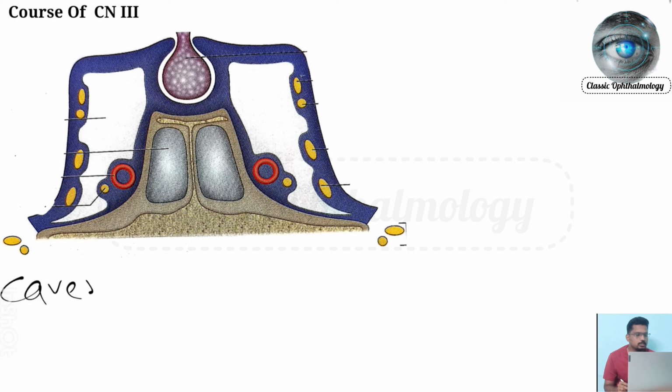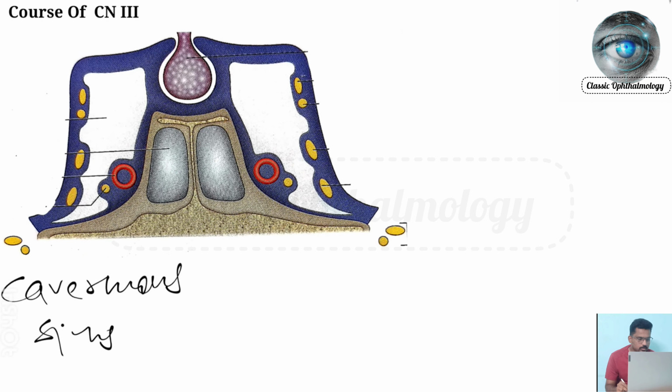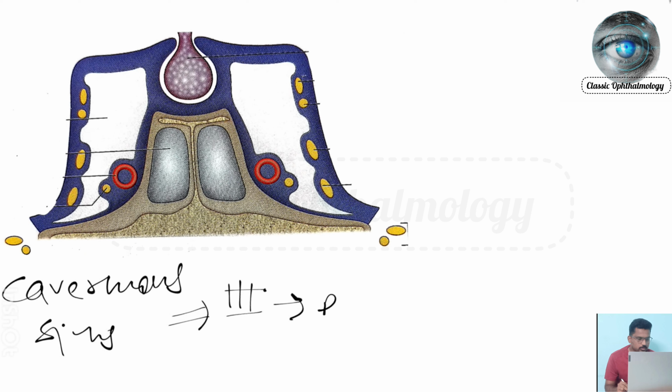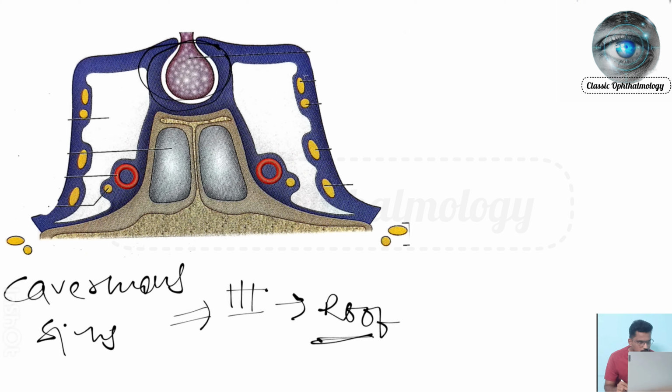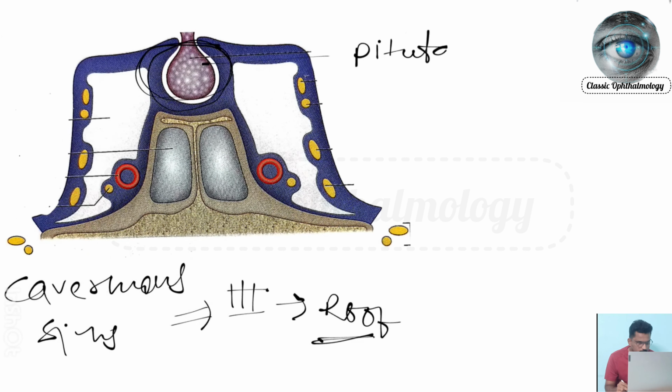Now this is our cavernous sinus. The third nerve, from the basilar, enters the cavernous sinus through the roof. Now in this picture we can see that this is our pituitary gland.